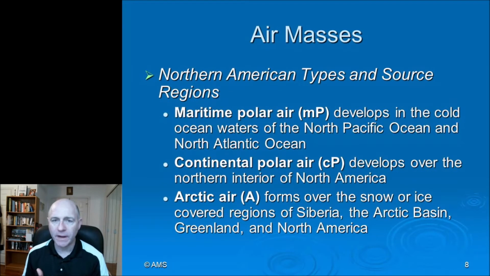The maritime polar air develops in the colder waters of the North Atlantic or the North Pacific. Continental polar air, that's basically over the interior of North America. Think about Minnesota, the Dakotas, the prairies of Canada in January and February. That cold, dry air flushing itself into the lower parts of the United States, or the central and southern parts of the United States. Arctic air is just that brutally, brutally cold air that forms up toward the Arctic Circle, Greenland, Siberia, really far north.